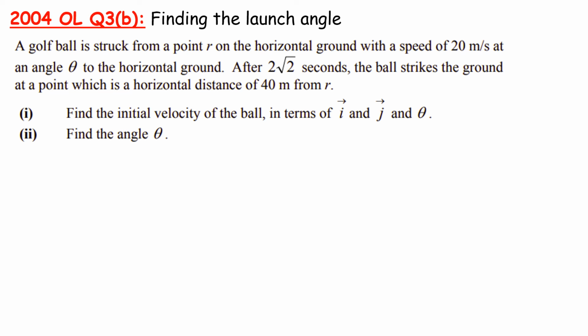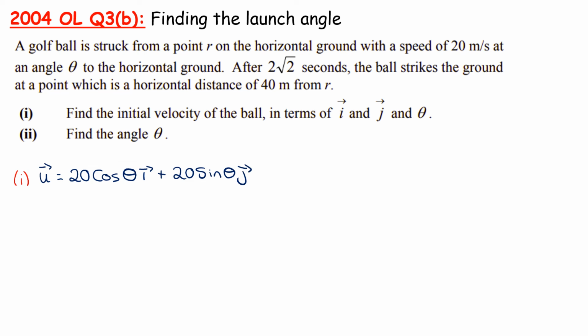After 2√2 seconds, the ball strikes the ground at a point which is a horizontal distance of 40 meters from O. So find the initial velocity of the ball in terms of i's, j's and theta. So that's our first part. When we're resolving, we're going to start with getting our vector, and it's going to be u, which is our initial speed, so 20. Our i direction is always going to be 20 cos theta i, and then 20 sine theta j.